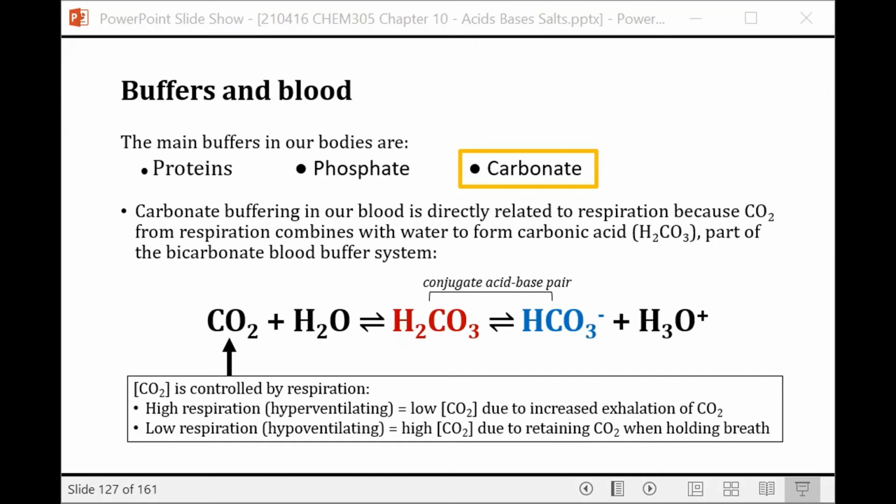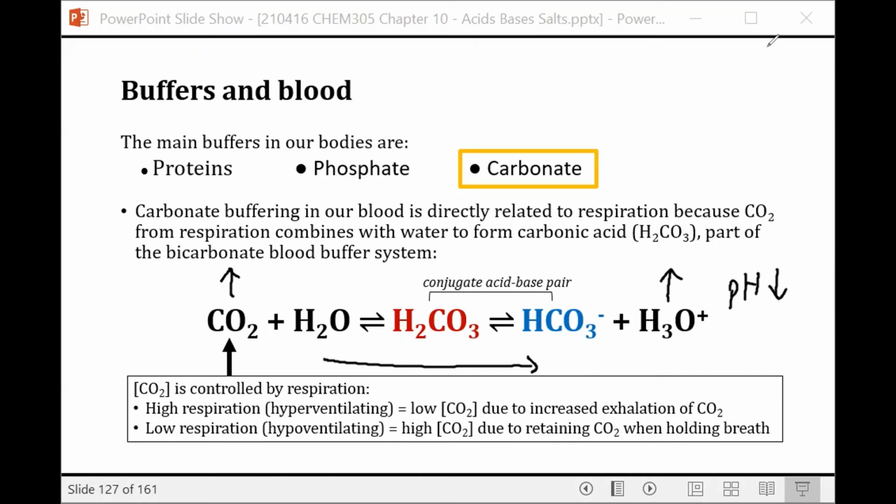If you have low respiration, you're hypoventilating, CO2 is high. Sorry about that. If CO2 is high, equilibrium is going to be pushed the other way to get rid of the excess CO2, which means your H3O+ concentration goes up, which means your pH goes down, and you could suffer from acidosis because of your decreasing pH.